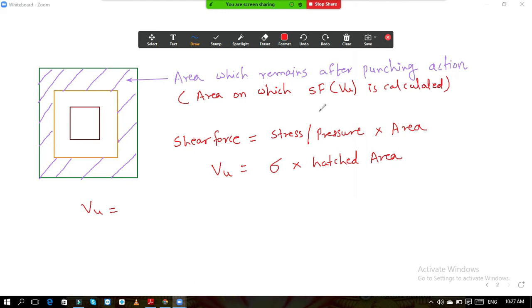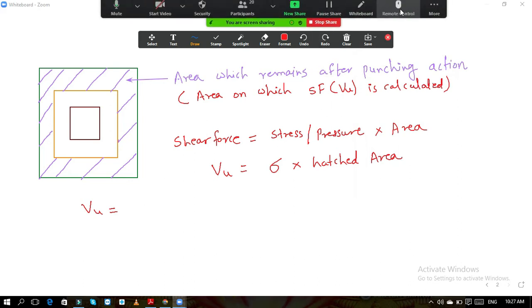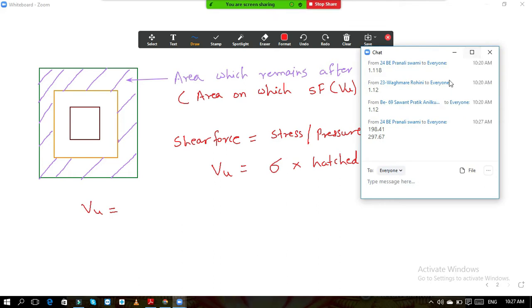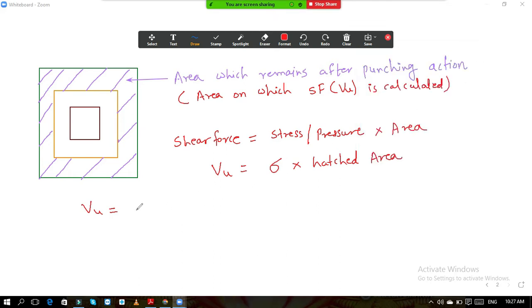So the answer is 297.67. Okay. This is our sigma. Now the hatched area. Now we want this much of area, which is the hatched area.